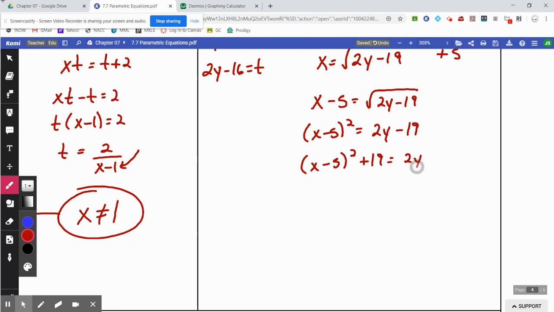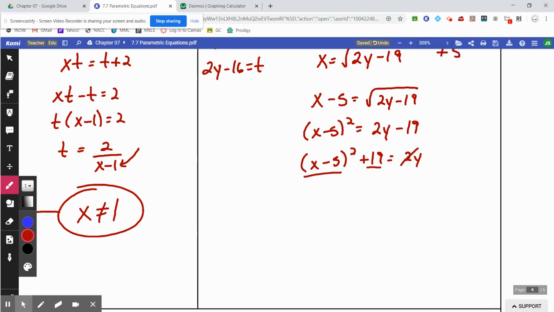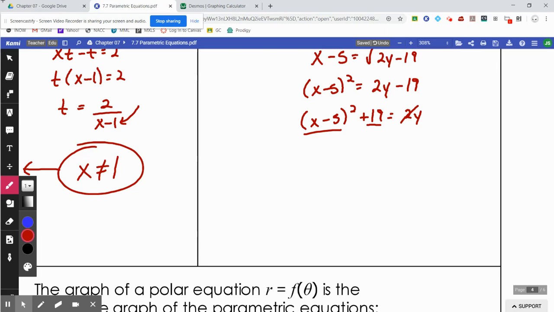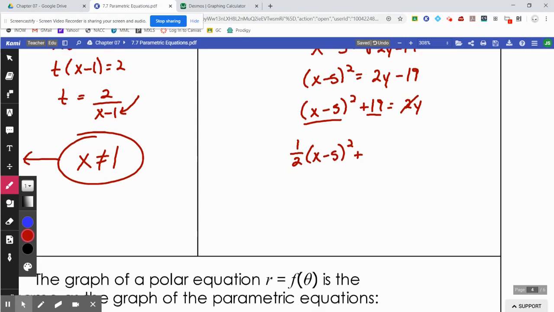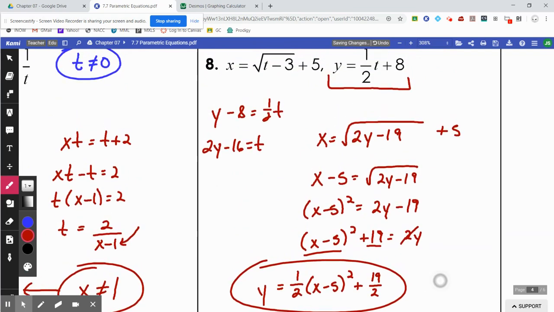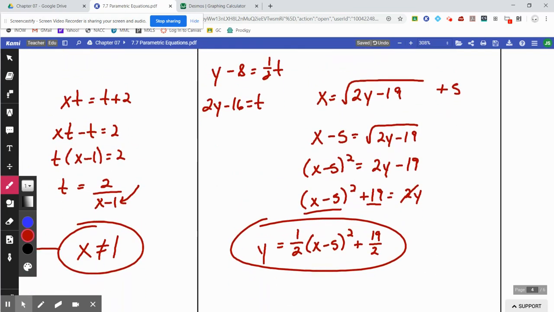is equal to 2y. Now you have to be careful because to get rid of this 2, you have two terms on the other side. To get rid of this 2, you're going to have to divide each of those terms by 2, or I'm actually going to flip and multiply there and write it as 1/2 times x minus 5 squared plus, and instead of writing that as 1/2 times 19, I'm going to go ahead and take half of it, and that would be 19 halves. And that is equal to y. So therefore, there is your parabola, and that parabola is in the correct form.